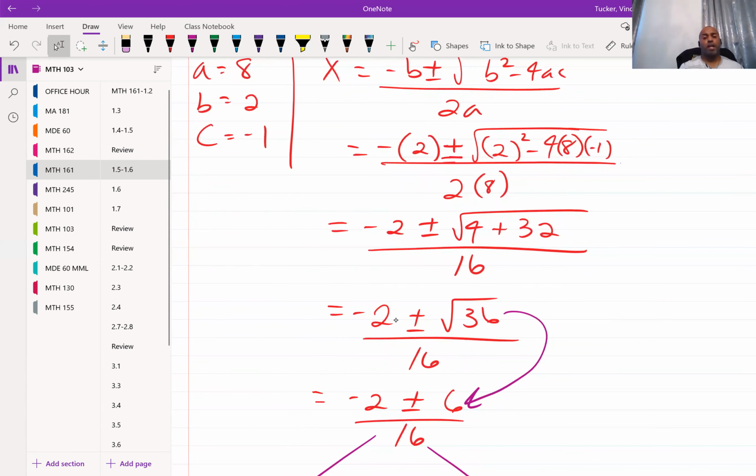All right, so just like before, whenever you have numbers that you can go ahead and add and subtract from each other, they are expecting you to do so. So we have -2 plus or minus 6 over 16.